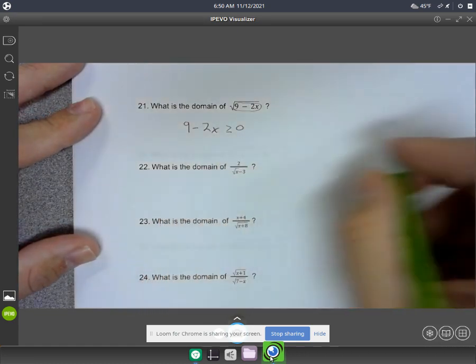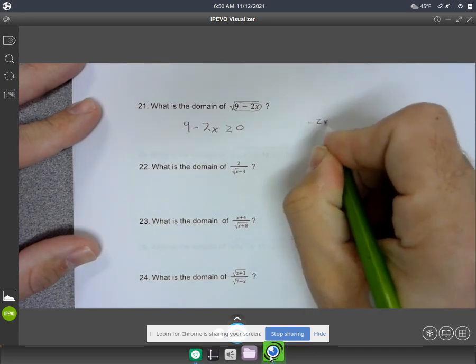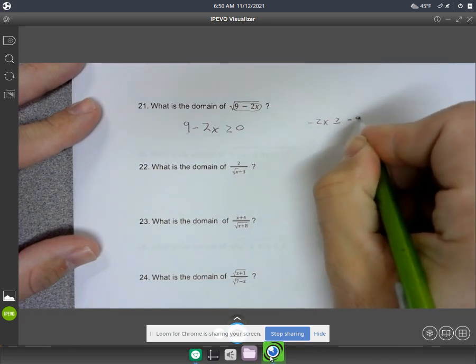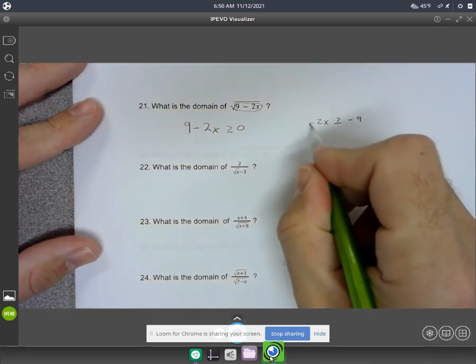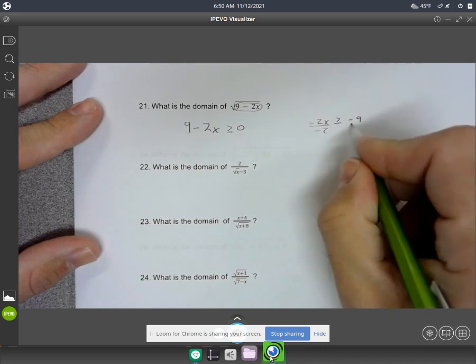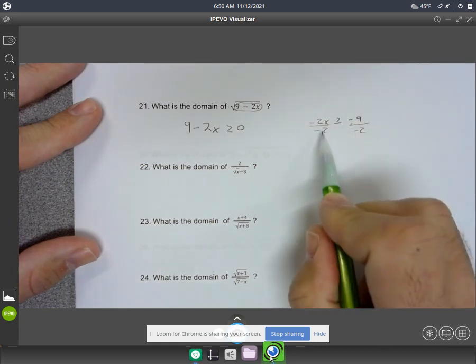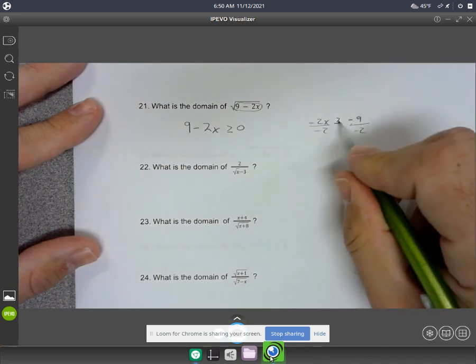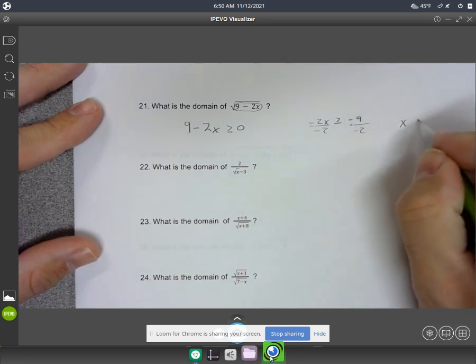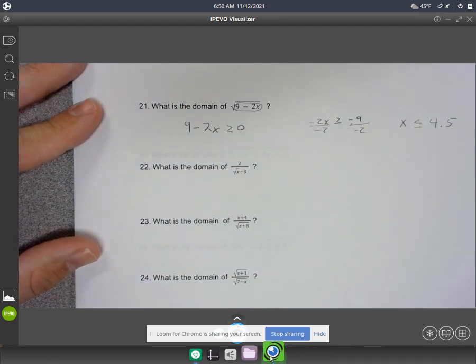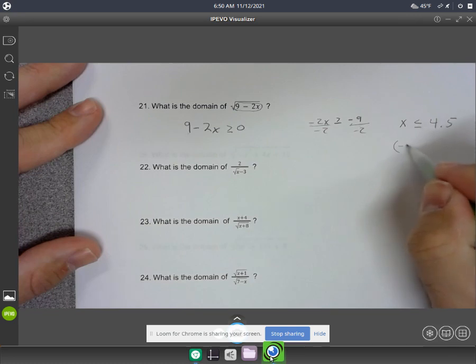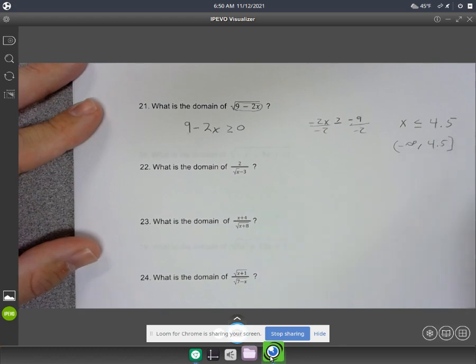Move the 9 over, and that's going to give you negative 2x is greater than or equal to negative 9. And then you'll divide by negative 2. Okay. And since you divided by a negative, you're going to flip that inequality symbol. It'll be x is less than or equal to 4.5. Okay.